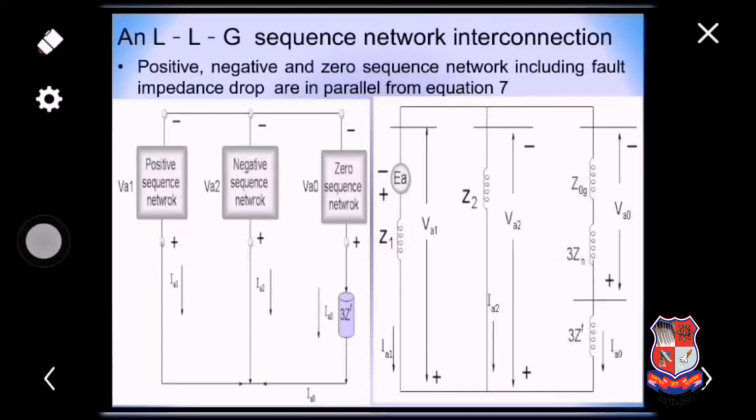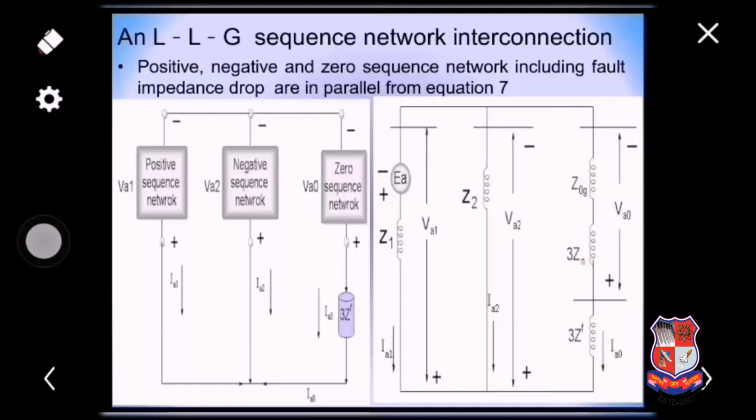Now we can easily derive this IA1, IA2 and IA0 from this diagram itself without any mathematical chunks. How? You can see there is only one source, so we can apply the current divider rule to find IA2 and IA0 if I know IA1. Or we can just use basic fundamentals of electrical engineering to obtain IA1, IA2 and IA0, and then fault current is actually 3 times the zero sequence current. So it can be easily obtained.